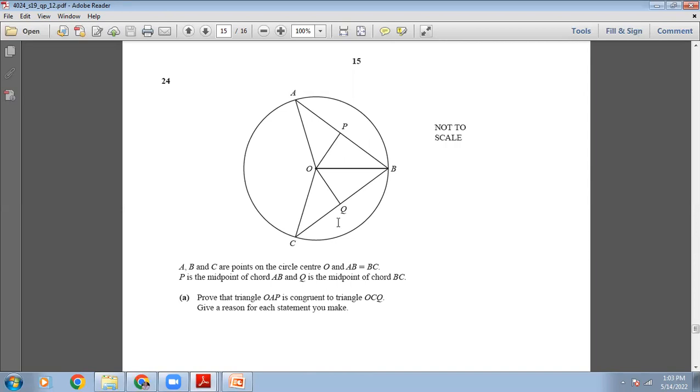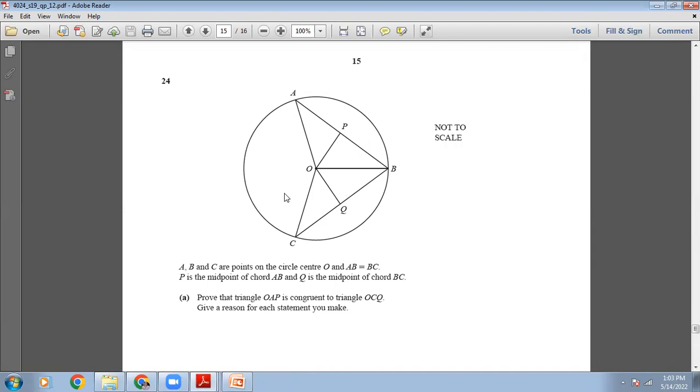They are half of the equal chords. So the half portions of equal chords are also equal to each other. So AP is equal to CQ because they are the halves of the equal chords. OA and OC are equal to each other, because they are the radii of the same circle.